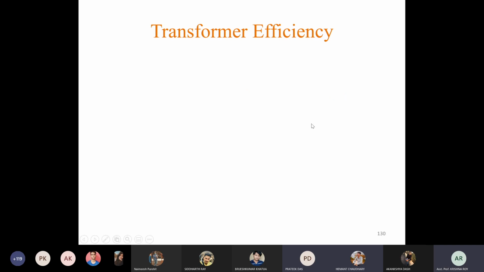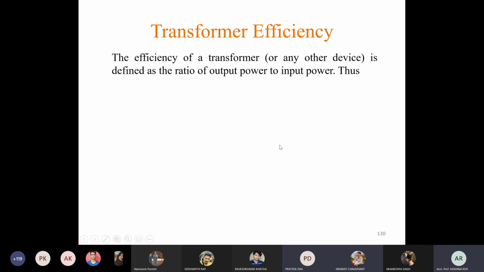The transformer is a very efficient machine, having efficiency of more than 90%, up to 99%. Why? Because this is a static machine, no rotating parts are there. That is why this machine is very efficient. So how to calculate this efficiency?